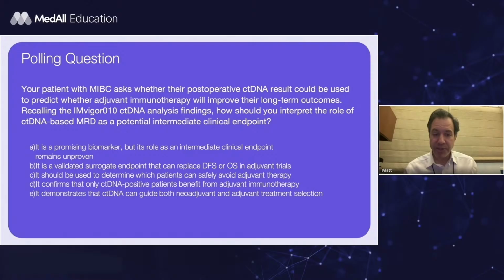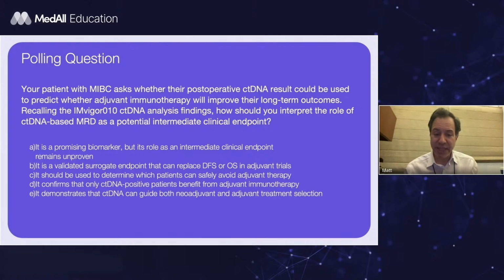A, it is promising as a biomarker, but its role as an intermediate clinical endpoint remains unproven. B, it's a validated surrogate endpoint that can replace disease-free survival and overall survival in adjuvant trials. C, it should be used to determine which patients can safely avoid adjuvant therapy. D, it confirms that only patients with detectable ctDNA benefit from adjuvant immunotherapy.